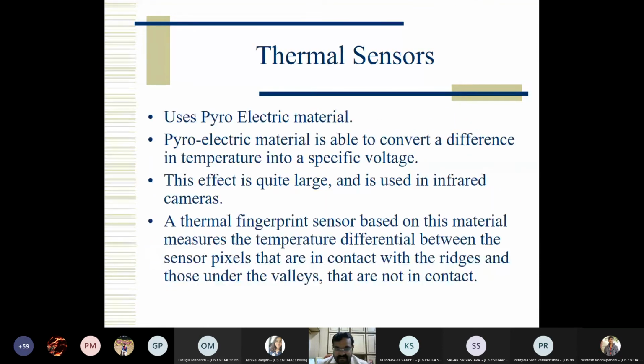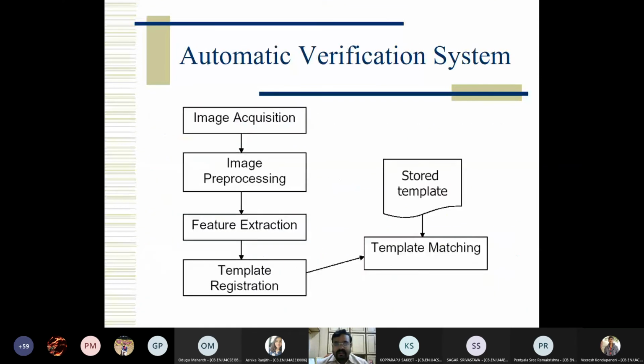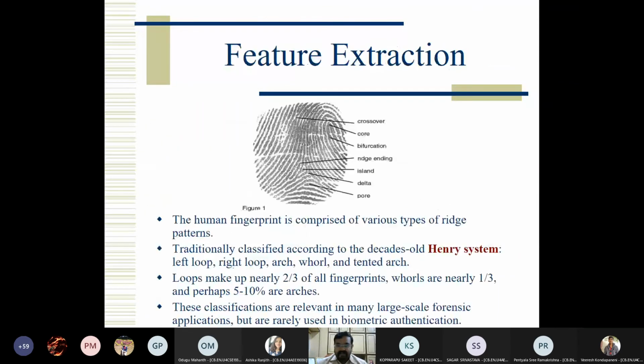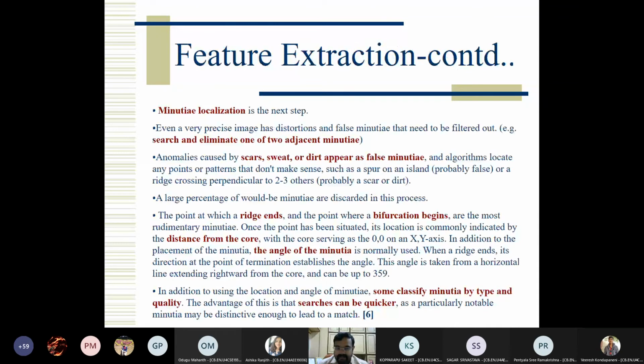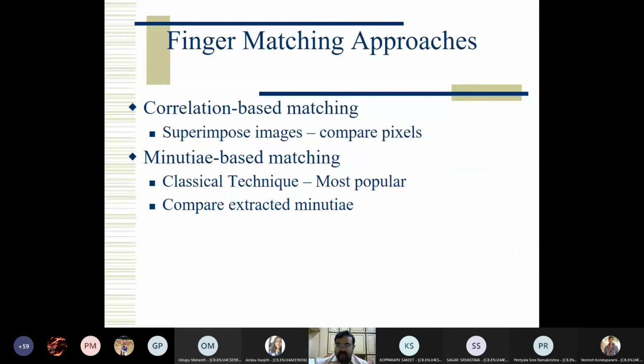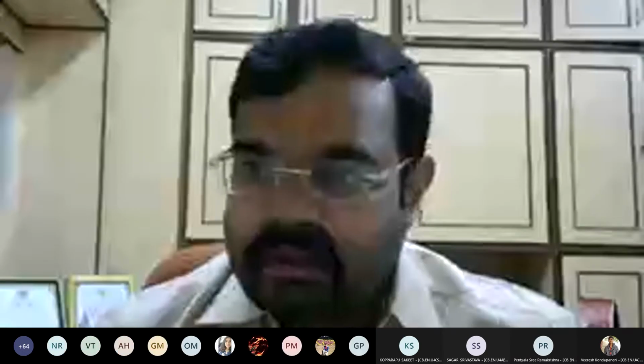So that is what I wanted to cover. And in the next class, we will see the actual process. There are two methods of matching the fingerprint that we will see in the next class. That's all from my side.